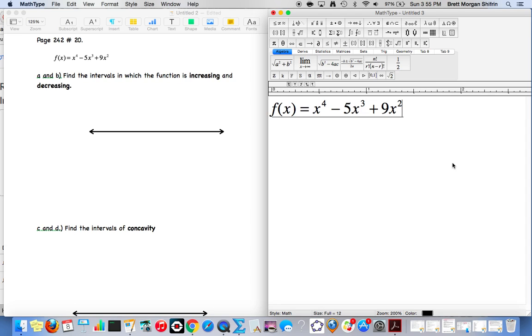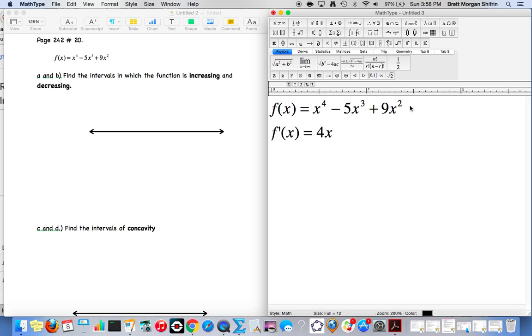We've already talked about this. Increasing means that the slope is positive. Decreasing means the slope is negative. So if I look at my function over here, I want to focus on the first derivative. What is the first derivative of this function?